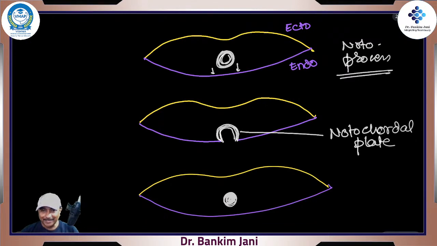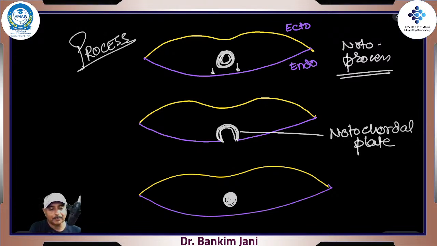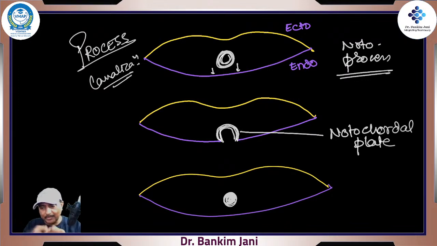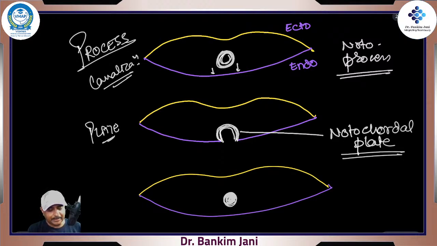So here, say this is notochordal process. Don't confuse. This is the process. In the process, there is canalization. When the canalization starts, it starts going towards the endoderm. When it reaches the endoderm, that much portion is gone, and then the portion of this notochordal process also goes. It leads to that formation. The new name is notochordal plate. So this is the plate which is formed, and then it proliferates, and then it starts the return journey.